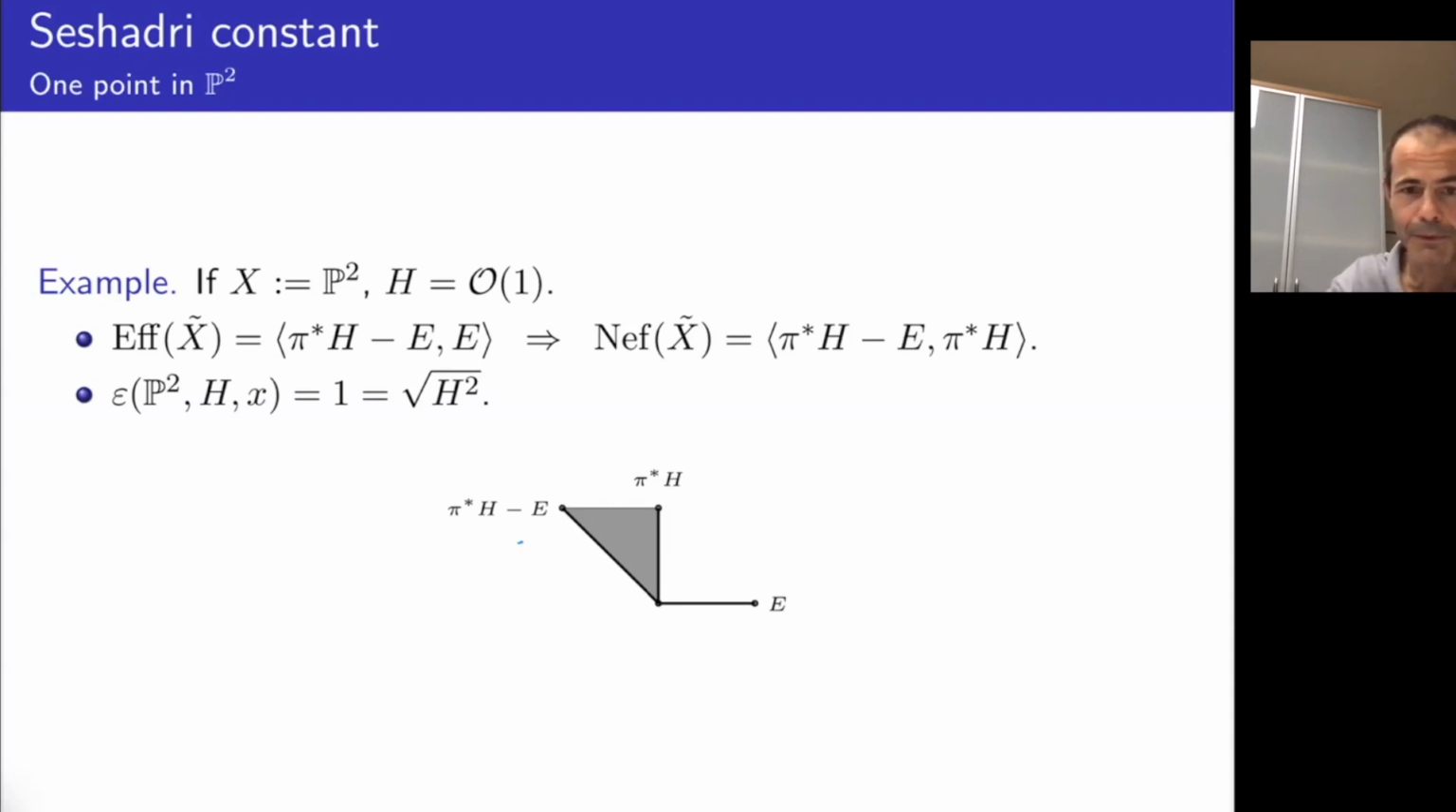So we start from this nef class and remove multiples of E. The biggest multiple we can remove is 1. So the Seshadri constant in this case is 1, which is equal to the bound we gave before, the square root of the self-intersection of H in this case.